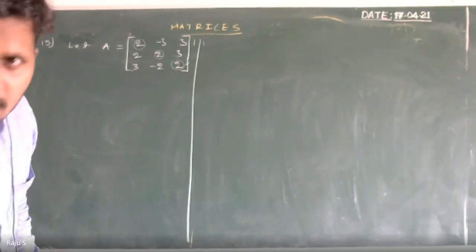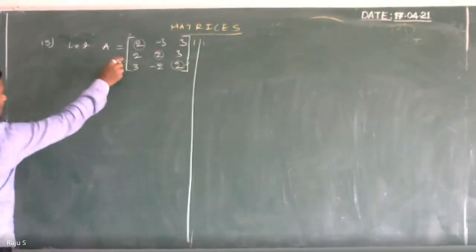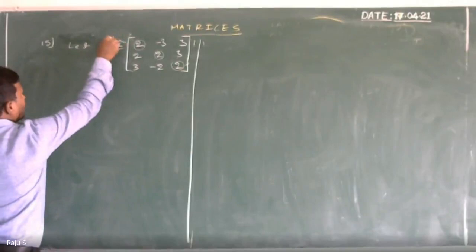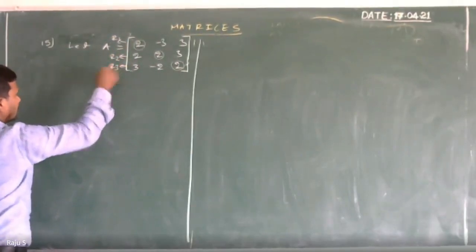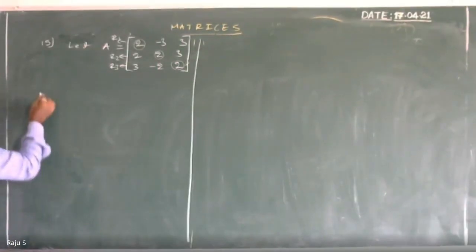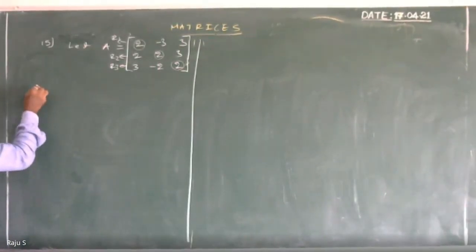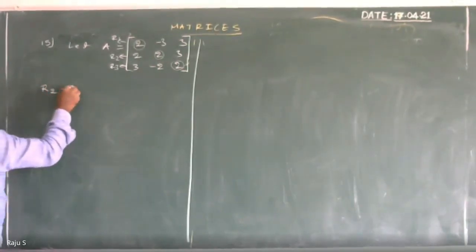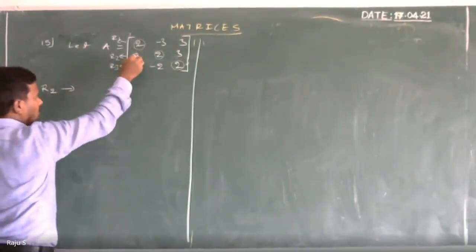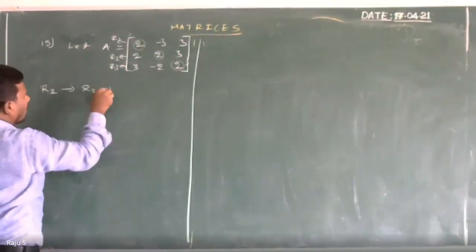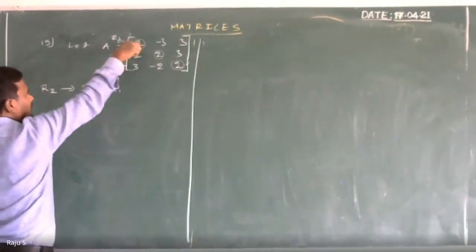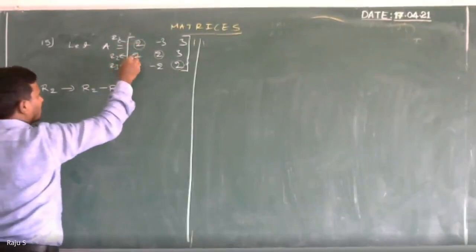First step, okay, look at here. This is R1, R2, and R3. Okay, so I'm applying the transformation R2 tends to R2 minus R1. You can make this 2 into 0 very easy. So R2 minus R1, 2 minus 2, the second element becomes 0.